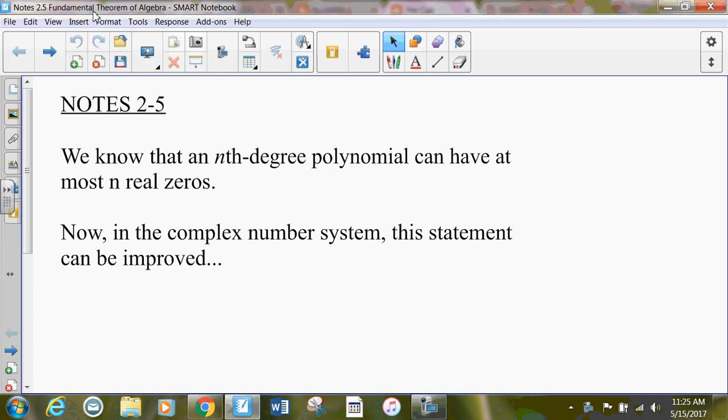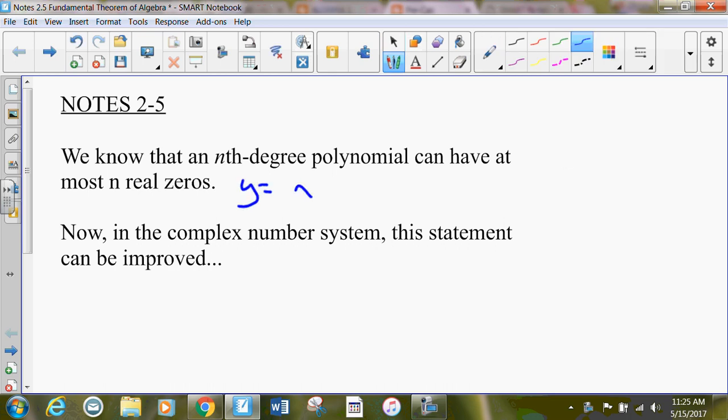Okay, here we go. We are doing 2.5 Fundamental Theorem of Algebra. So we know that if we had an nth degree polynomial, we'd have at most n real zeros. For example, let's say we had a polynomial y equals x cubed plus 2x squared plus 4x minus 10. We know that we would have at most n real zeros.